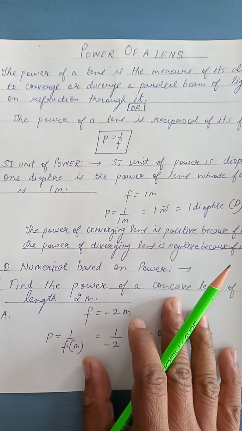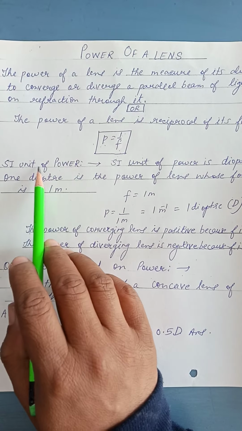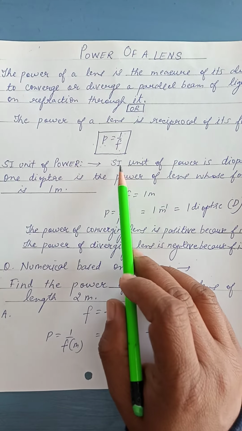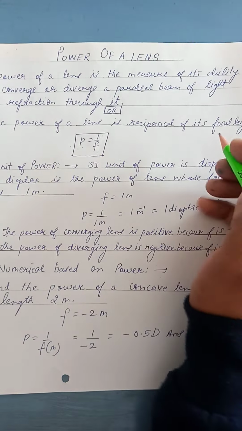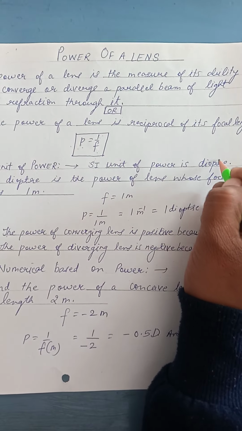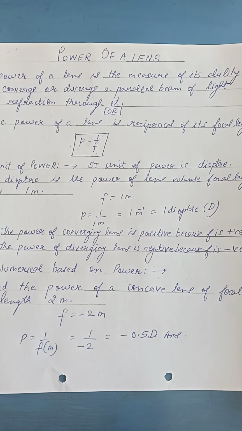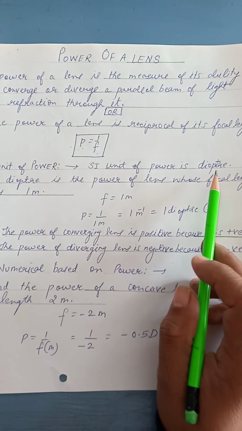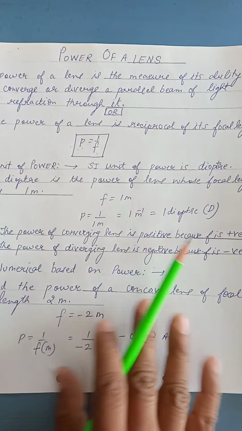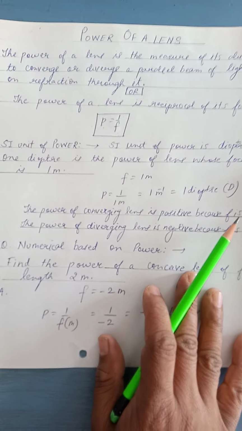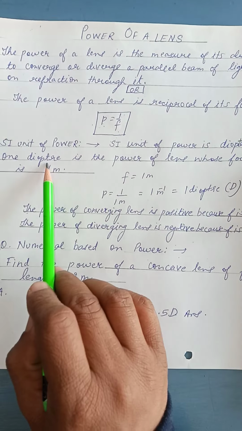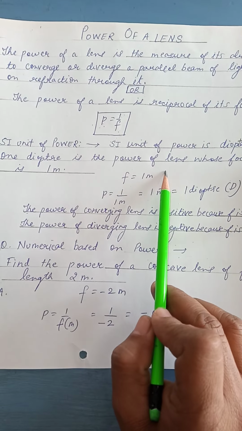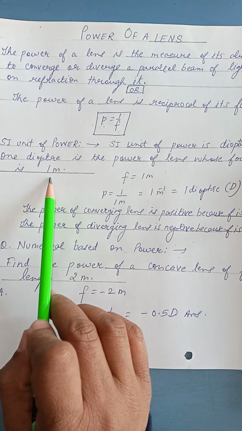Now next we have to study what is the SI unit of the power. The SI unit of the power is diopter, D-I-O-P-T-R-E. One diopter you can be asked to define in the examination. The question will be: define one diopter. So one diopter is the power of a lens whose focal length is 1 meter.